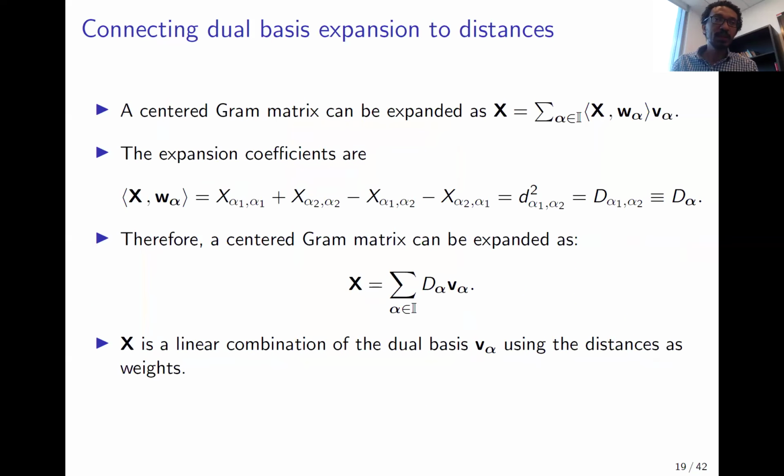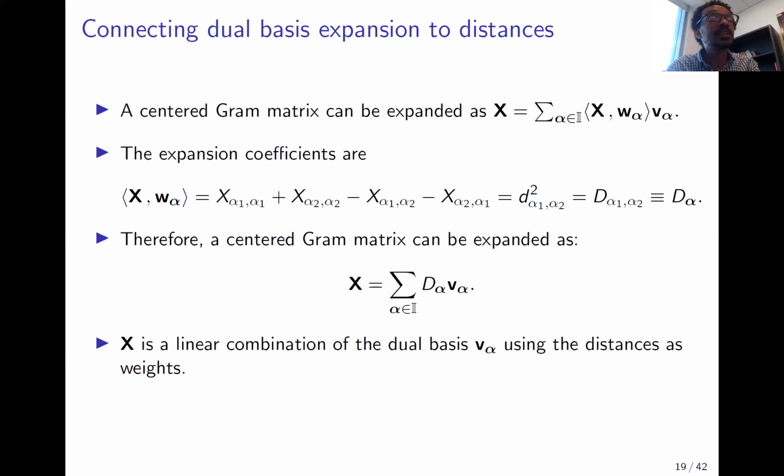If I have a Gram matrix, which is the most important object that encodes the point information, it can be expanded in the dual basis in this way. Now, let's take a look at the coefficients. We have already derived W alpha in the previous slide. If we apply this formula, we see that by our earlier observation, xii plus xjj minus 2xij gives us a distance squared. These coefficients are nothing but the squared distances.